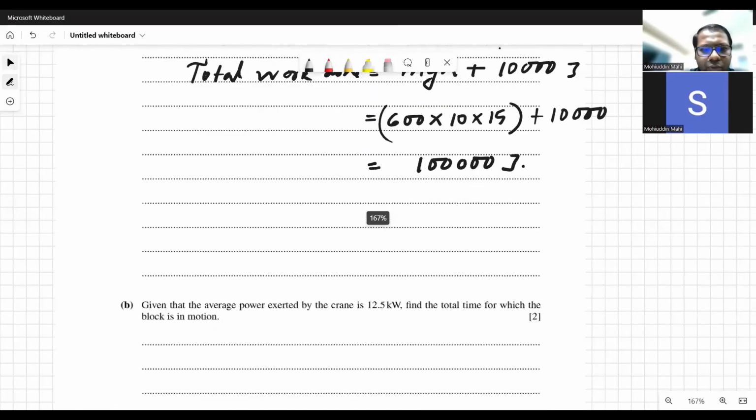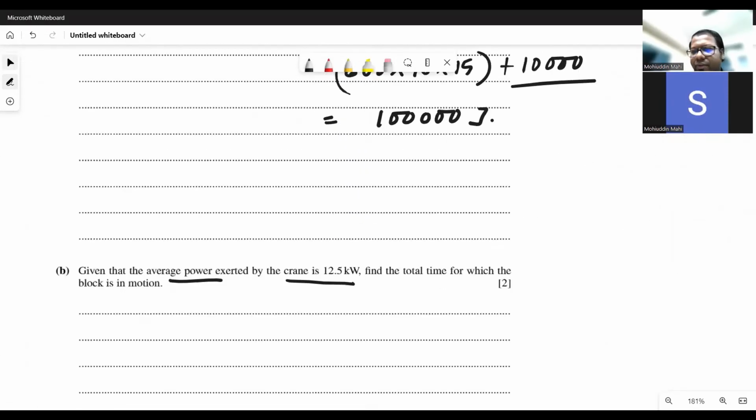Now let's move on to the next part. The average power exerted by the crane is 12.5 kilowatt. Find the total time for which the block is in motion. So think about it. The crane is spending 12.5 kilowatt of power because that is needed to increase the potential energy of the object and at the same time to overcome the resistive forces, right? So that means we have to consider the total energy that the crane was spending.